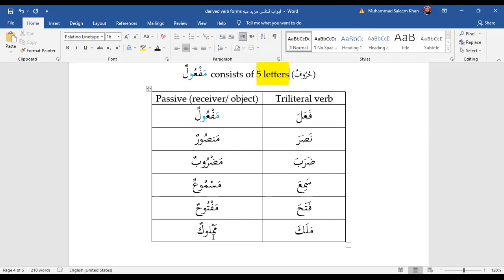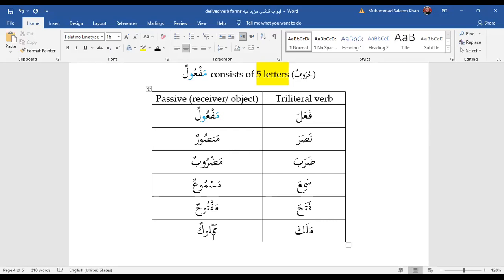Nasaba, to erect something in the ground, and something that has been erected is mansub. So nasaba, mansubun. And then we have majrurun. Majrurun basically has tashdid. Jarra yujurru, yajurru. Jarra means to drag something. For example, jarra al-kursi, he dragged the chair. So majrurun is something that has been dragged.